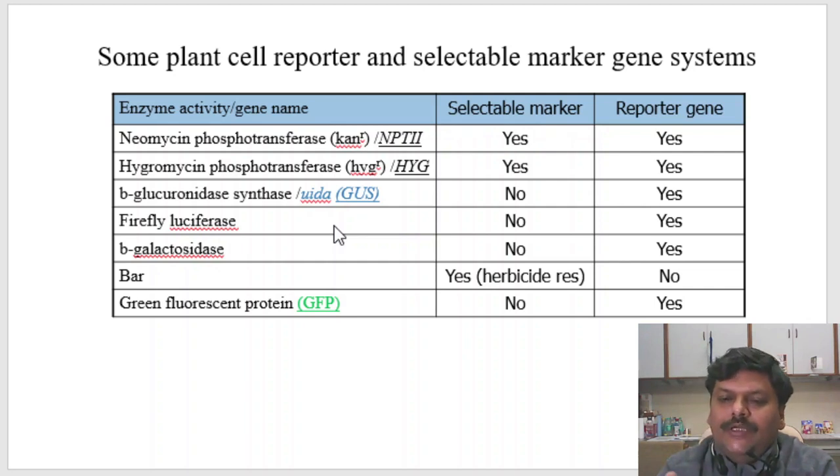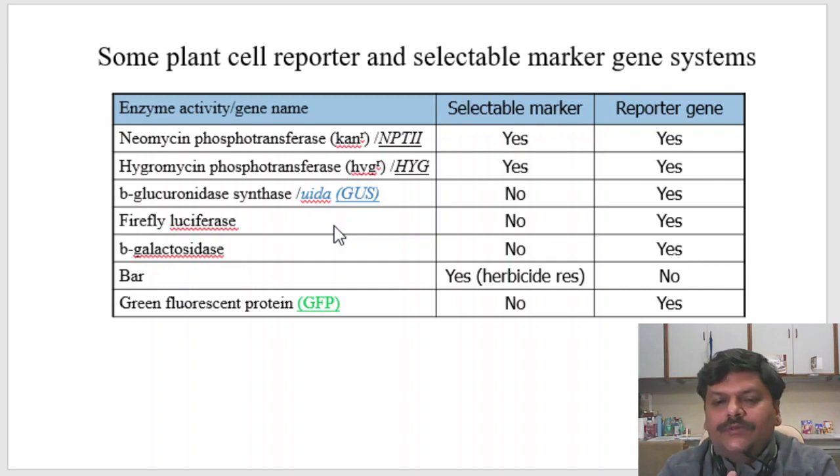Selection marker genes are mostly antibiotic or herbicide related genes. When we provide these chemicals in the nutrient media, only the cells which got transformed by Agrobacterium and which have these genes survive. Other cells die. The most common examples of these genes are NPT2, which causes detoxification of neomycin or kanamycin type antibiotics, and the full name is neomycin phosphotransferase. Similarly, there is another antibiotic called hygromycin, and the gene which can degrade this antibiotic is hygromycin phosphotransferase.